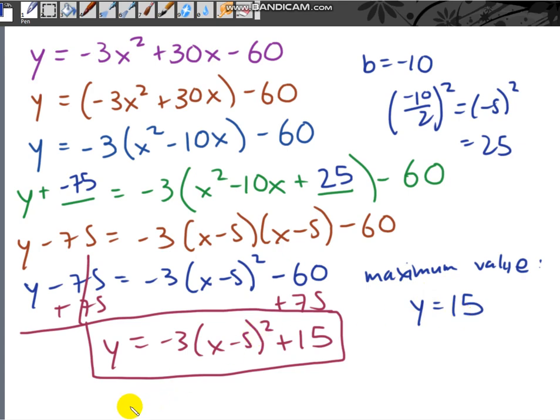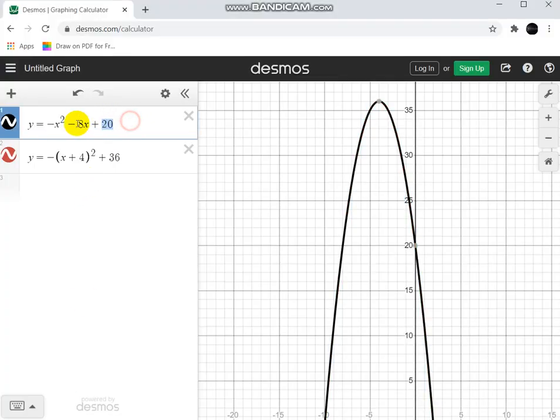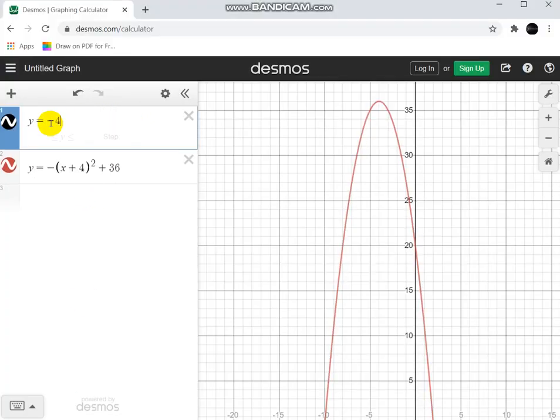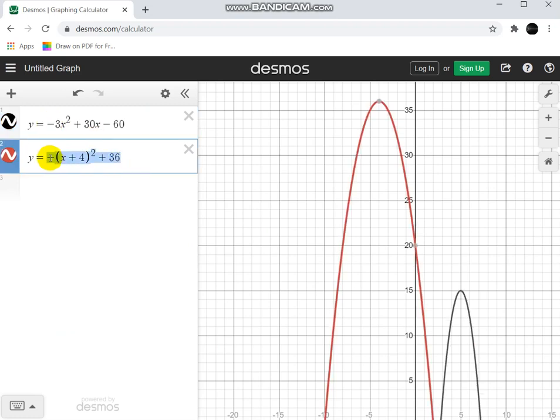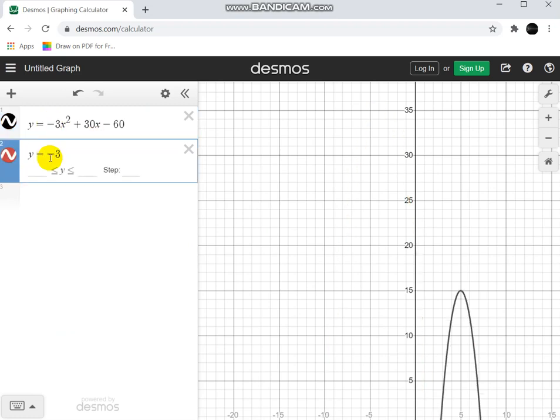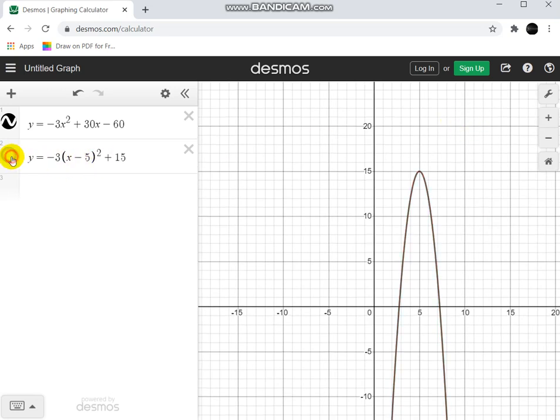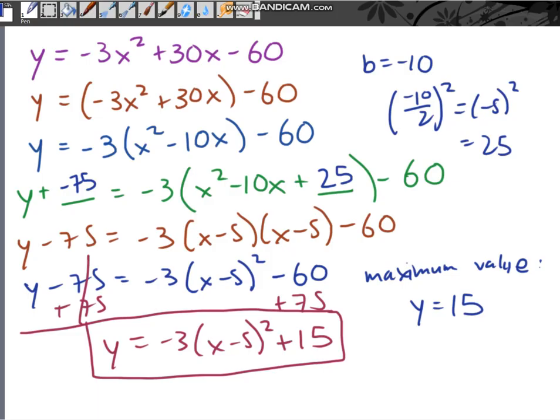So just to give you guys some sort of context, let's go ahead and graph these just for fun. So we have negative 3x squared plus 30x minus 60. And if I graph the other one, we have negative 3 times x minus 5 squared plus 15. Good. So as you see, if I toggle this here, we got the exact same expression. Basically what we see is the maximum y value it goes to is 15. Okay. So that is basically how you would do that.